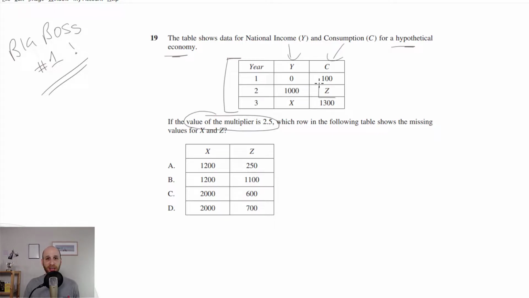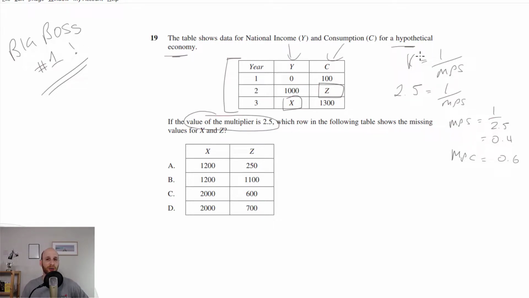And then what's missing here? Z and X. So now we have to find what they are. So what I'm going to think about is that if I know what the multiplier is, let me go back to the multiplier formula. Then what I can say is that, so I know that 2.5 equals 1 on marginal propensity to save. So therefore, MPS equals 0.4. Now this is a pretty handy start for us. So then what we can say is MPC equals 0.6.